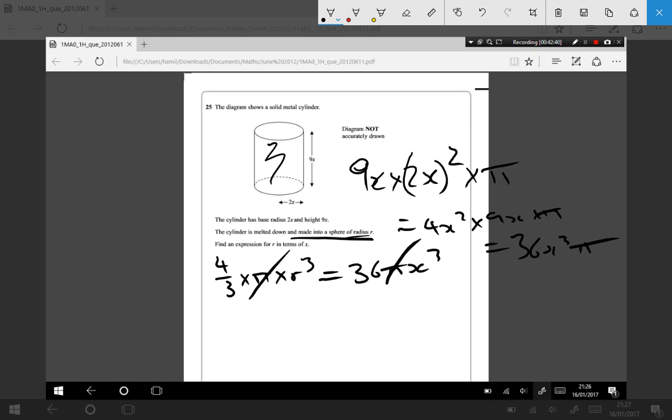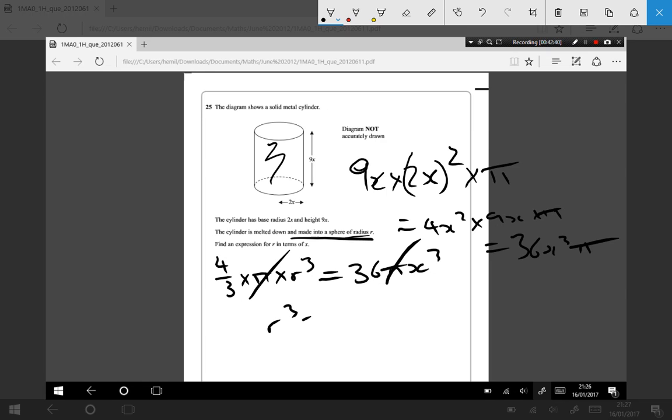So it's the same thing as timesing by 3 divided by 4. So times 36 by 3, you get a value, and then you divide that by 4. Or we can divide by 4 first and then times it by 3. So 36 divided by 4 is 9, and 9 times 3 is 27.